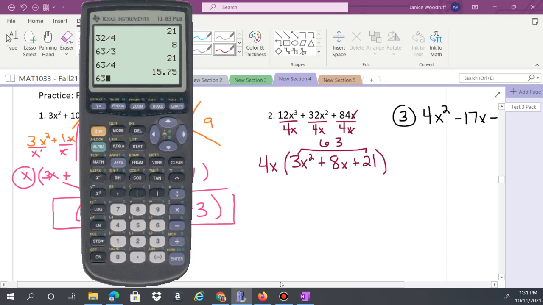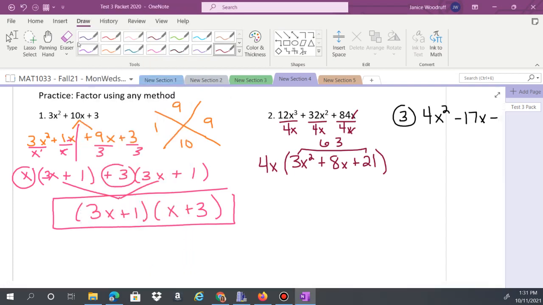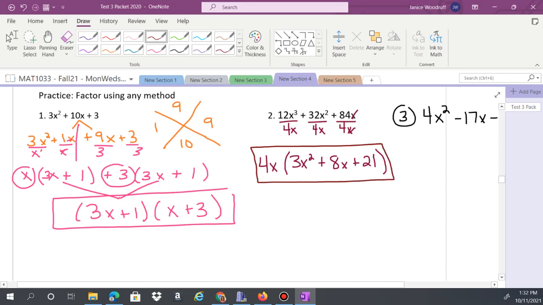63 and 4, no. 5 doesn't work. 6, no. 7 plus 9 is 16, so that's not going to work. And then 8, no. And then we're back to 9. So really the only things that multiply to 63 are 1 and 63, 3 and 21, or 9 and 7. Do any of those add to 8? No. So we're done there. So that's it. We did still factor it because we took a GCF out. We just couldn't go any further than that, so we stopped there.